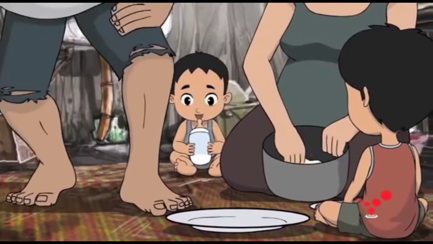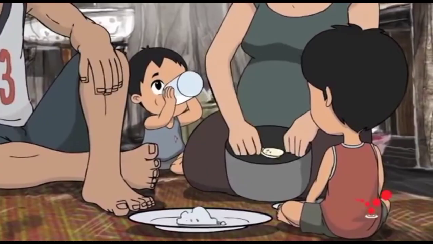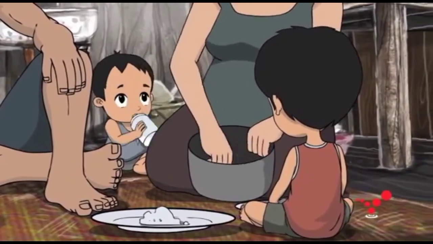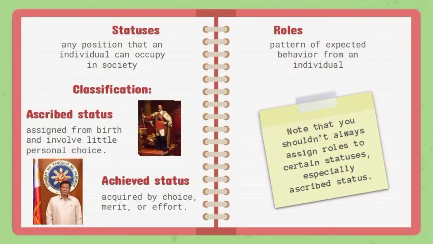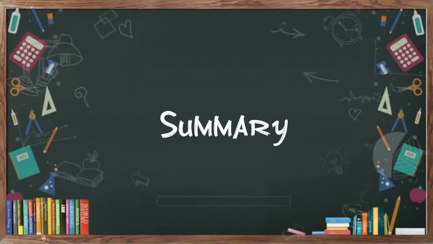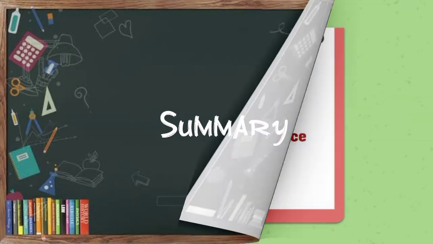For example, in some societies, a mother is expected to be nurturing and the father is expected to be the one providing. Note that you shouldn't always assign roles to certain statuses, especially ascribed status. An example is gender roles, where one expects certain things from certain genders. Another example is assigning certain behavior to certain races, leading to racist beliefs. Both of these examples can lead to discrimination. A quick summary of statuses and roles is that statuses are occupied and roles are played.